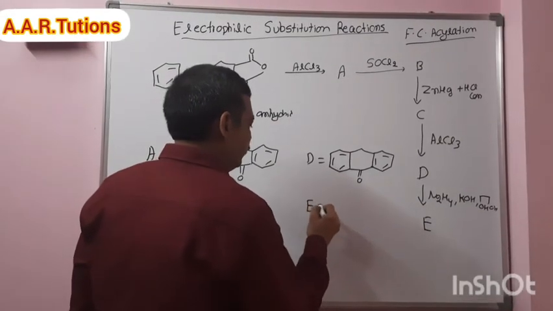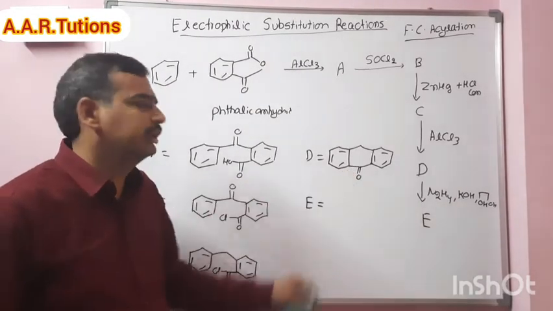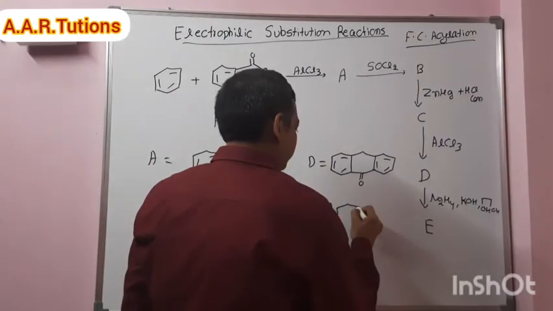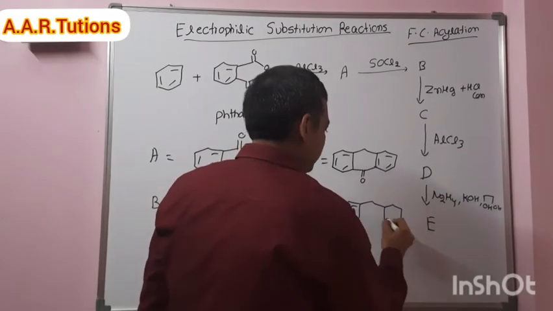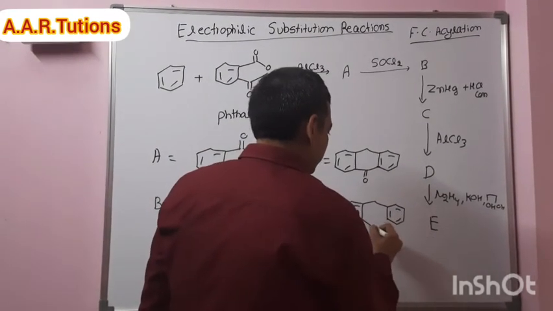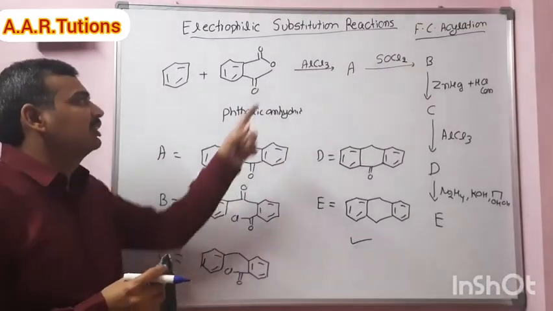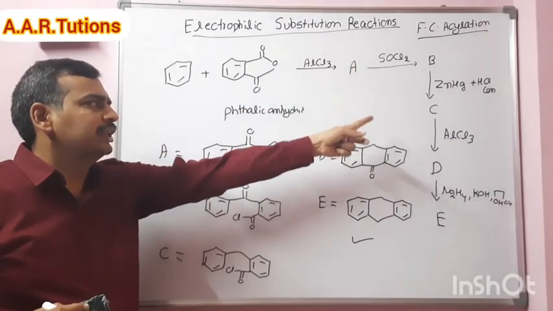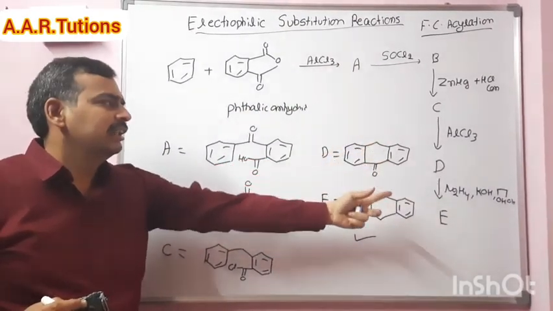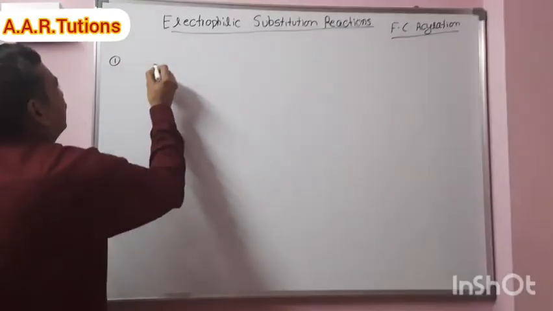What is Wolff-Kishner reduction? Aldehyde or ketone to CH2. This is a ketone, CO to CH2. So this is about A, B, C, D, E: first Friedel-Crafts acylation, acid to acid chloride, CO to CH2, further acylation, then further reduction.